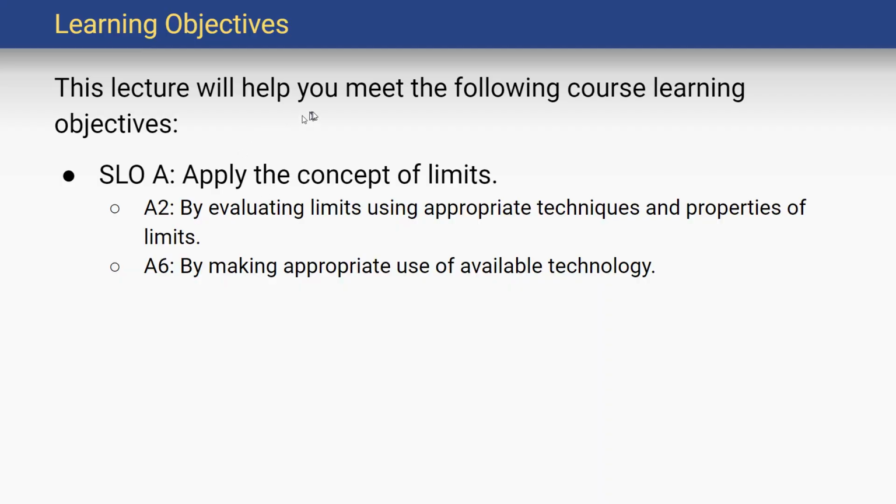So this lecture will help you meet the following course learning objectives: SLO A, apply the concept of limits by evaluating limits using appropriate techniques and properties of limits, and by making appropriate use of available technology, which we will be using a computer today to do some useful things.